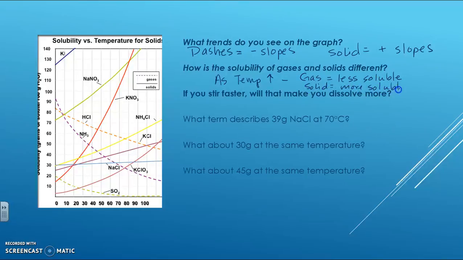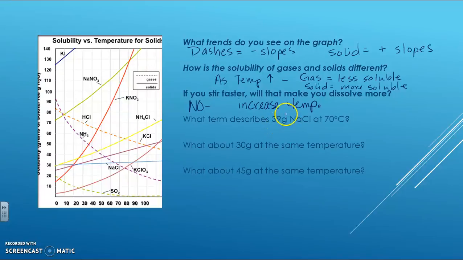I know. All right, so if you stir faster, will that make you dissolve more? Now we talked about this. We said if you stir it, it'll dissolve faster, but will it dissolve more? No, it will not. All right, so why not? The reason it does not dissolve more is because you're just increasing the number of collisions it's having. You're not adding more stuff to it. The only way you can get it to dissolve more is by increasing the temperature, and that's how you end up making your supersaturated solutions.